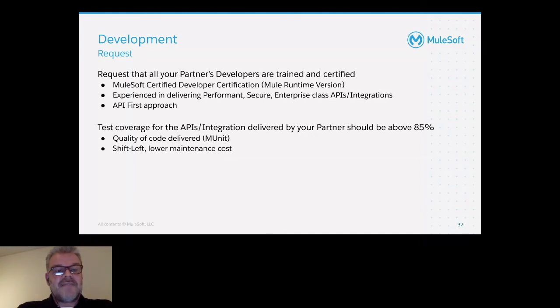Secondly, test coverage of the APIs that are delivered by the partner should be above 85%. That can be enforced with a CI/CD pipeline that basically uses MUnit in conjunction with static code checking like SonarQube. And by doing this, you're shifting left, which means that you're catching possible issues before they are promoted into production, which means that you're lowering maintenance costs and you're speeding up the development process.